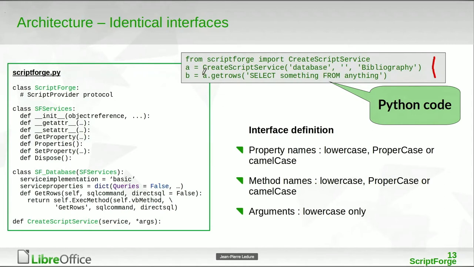We create an instance of the Database service, and we store that in variable A. That opens the database that you probably know as Bibliography. And we want the execution of a SELECT statement to store as an array, or as a tuple of tuples in fact, in B, the rows contained as a result of that SQL statement.